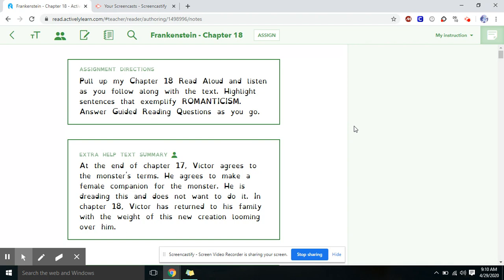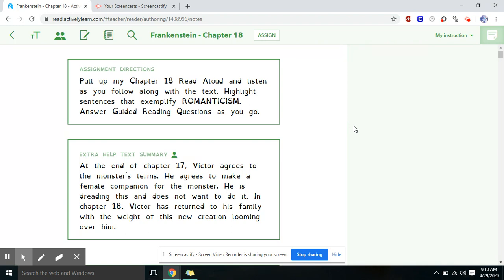So as we go along, I'm going to read aloud. You can click on my notes. You can follow along with me. If at any point you get to a question, you can pause the read aloud video so that you can answer the question and move on without getting lost in the text. So before we begin, a quick summary of where we're at.